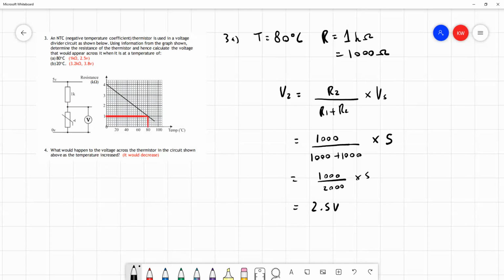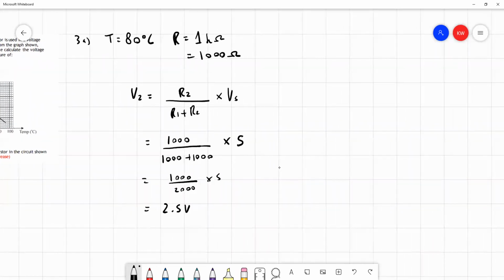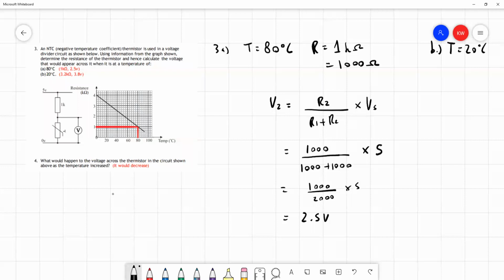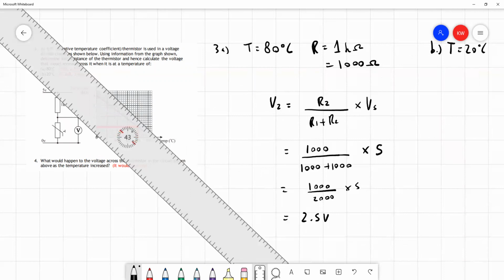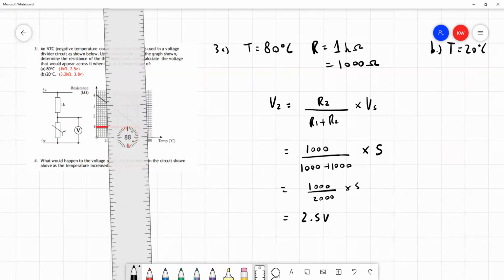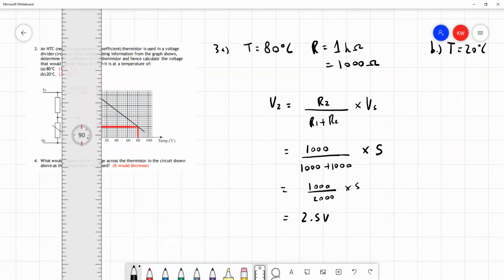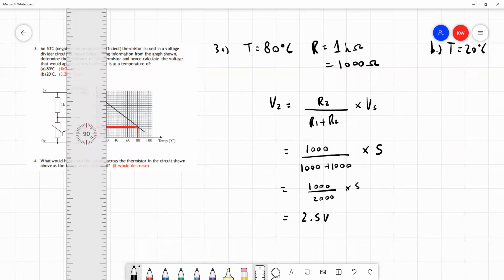Let's now turn to part 3B. This time we're asked the same question, so we expect a very similar method. What we're doing this time is finding the resistance when the temperature is 20 degrees Celsius. We'll go back to our graph, and we'll use a different colour to differentiate this, so this time we use blue. If you're doing a question, there's no need for you to use different colours. I'm just doing it to try and make my working a little bit clearer here.